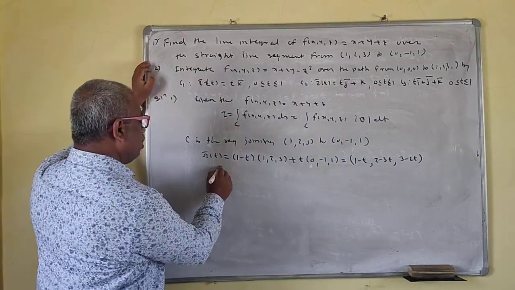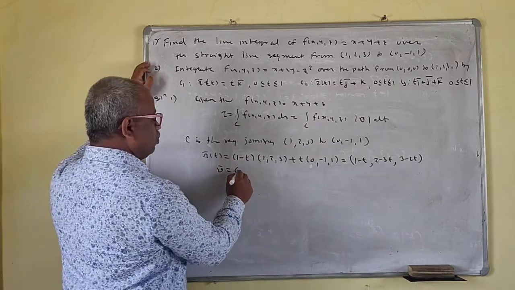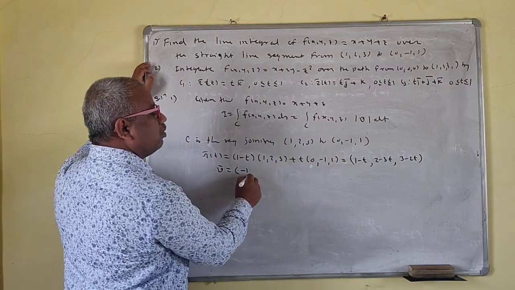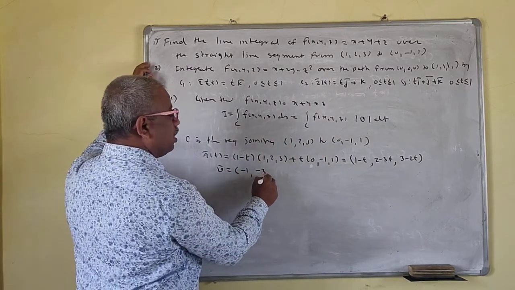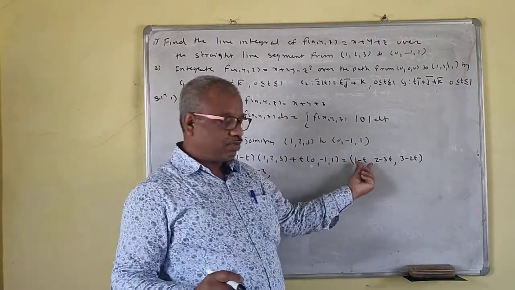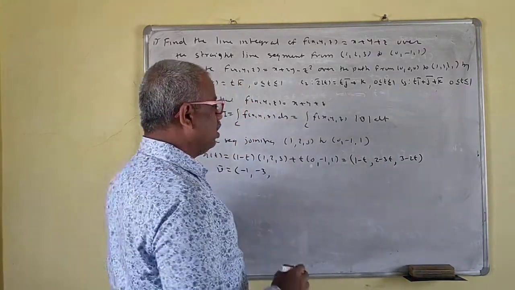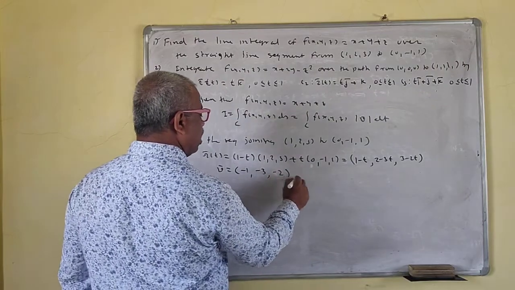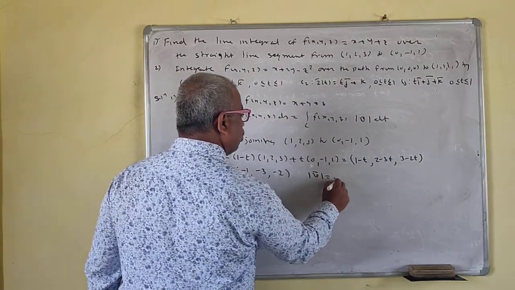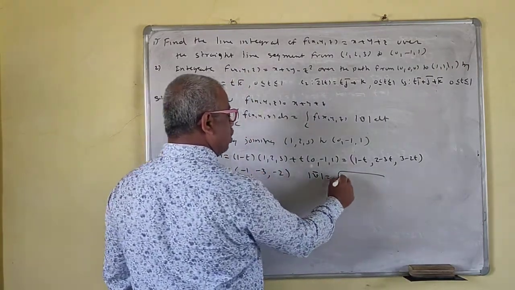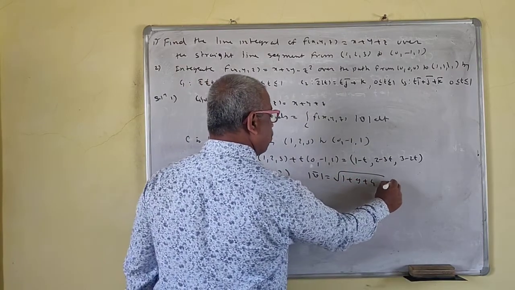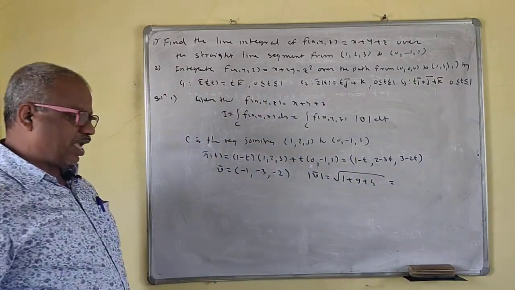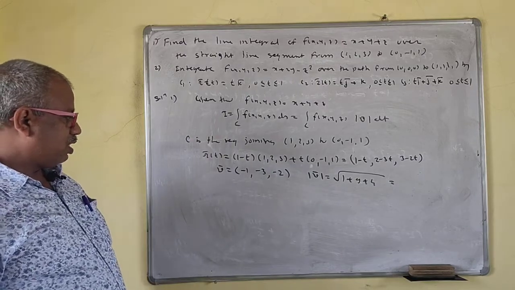So what is v bar? You have to differentiate that with respect to t. This is minus 1, minus 3, minus 2. And what is mod of v bar then? Root of the sum of squares: 1 plus 9 plus 4.